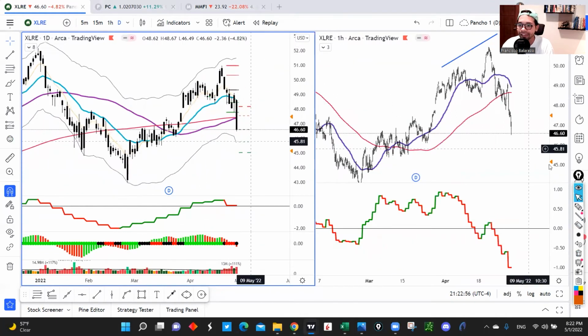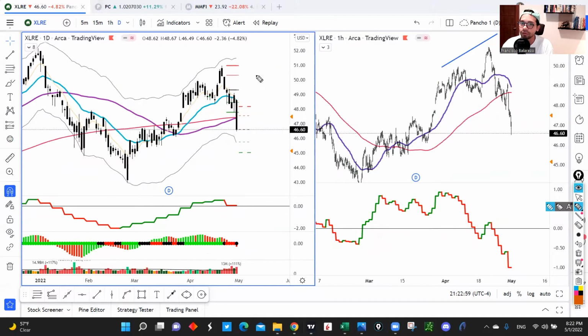Now let's take a look at XLRE, and this is such a textbook pattern. Right here, we have the head and shoulders, the MOX indicator already going to the downside.